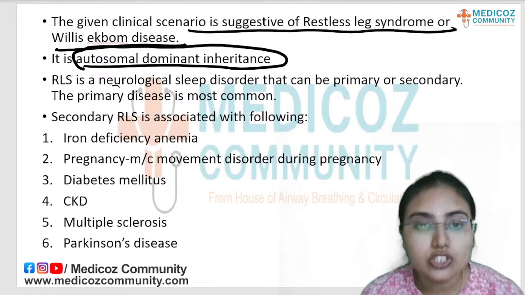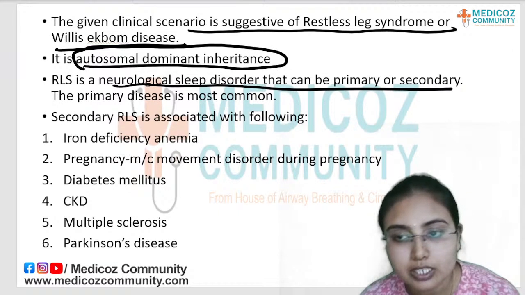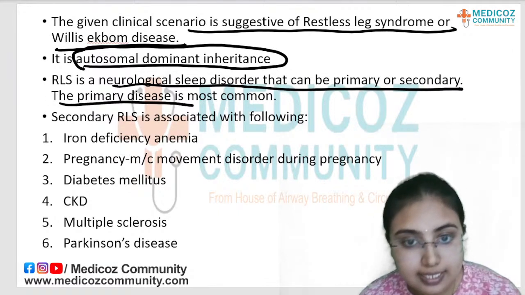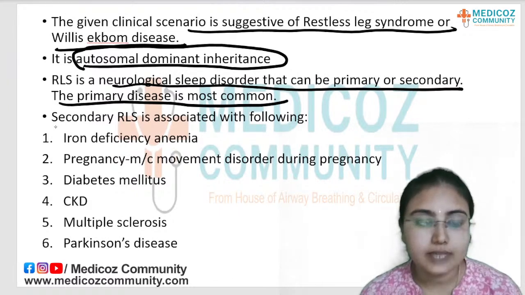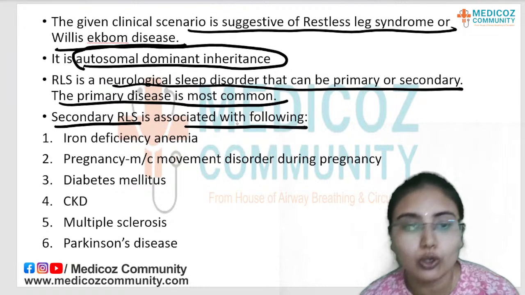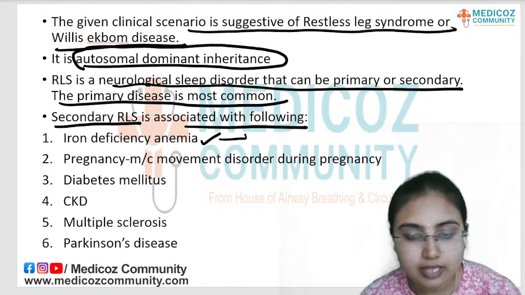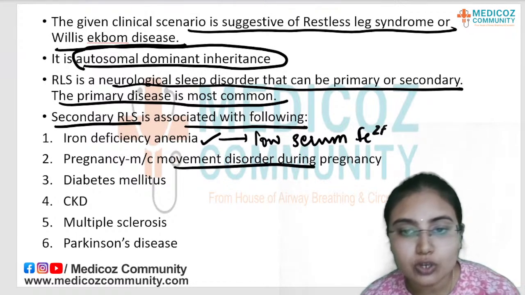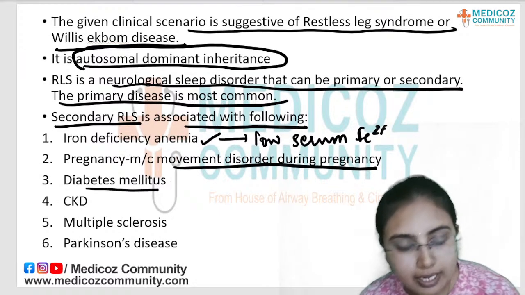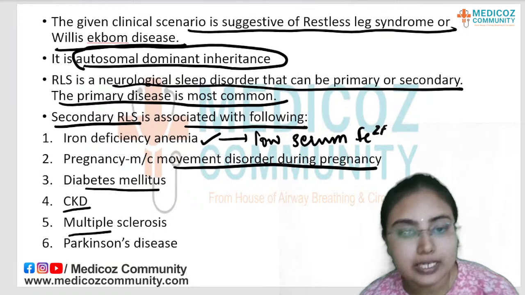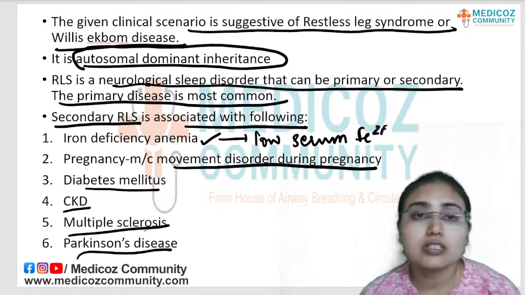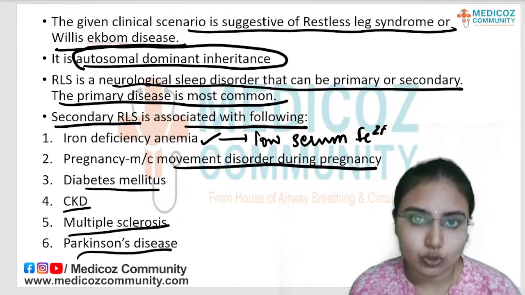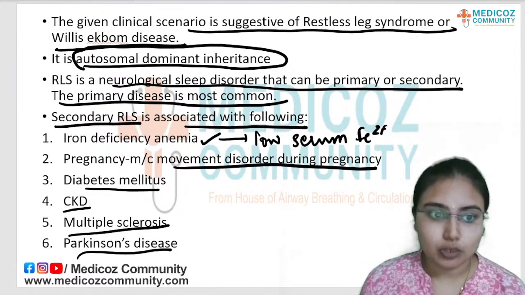So RLS is a neurological sleep disorder that can be primary or secondary. The primary disease is the most common. Secondary RLS is associated with the following: iron deficiency anemia, that is low serum ferritin. Pregnancy. So it is the most common movement disorder during pregnancy. Diabetes mellitus, chronic kidney disease, multiple sclerosis, and Parkinson's disease. So these are the secondary causes of restless leg syndrome. But remember, primary is the most common.